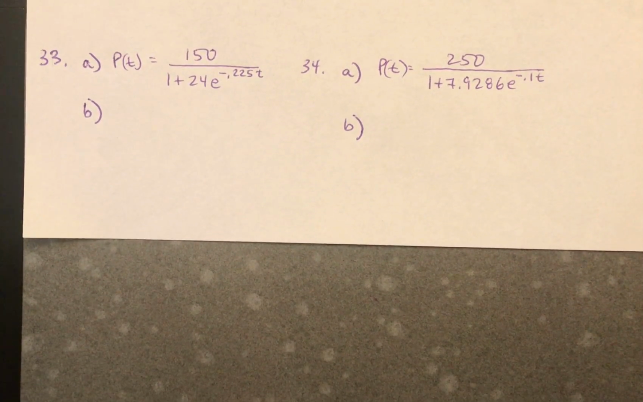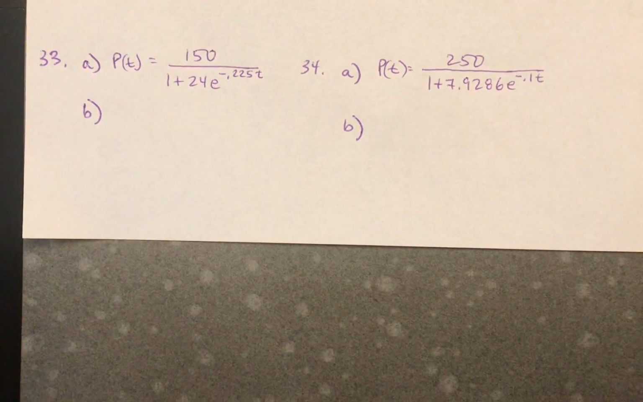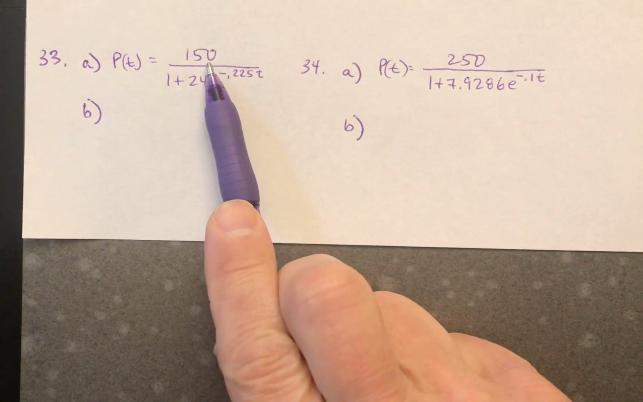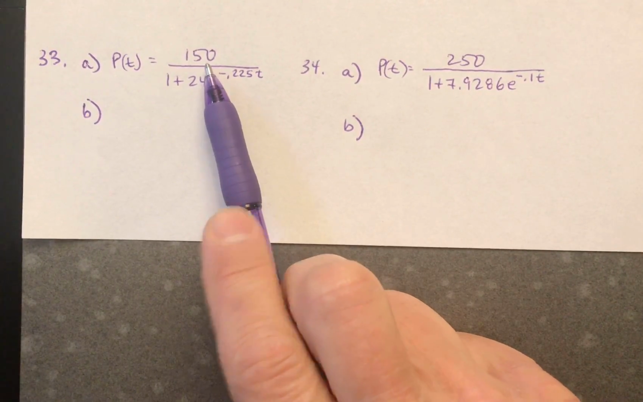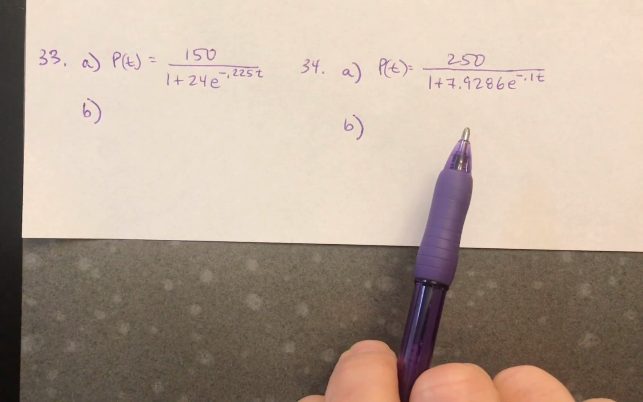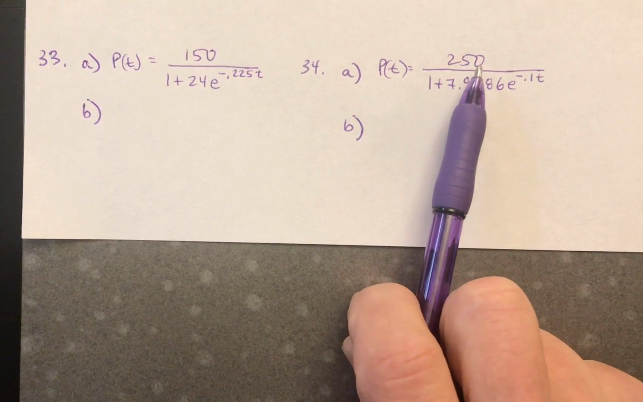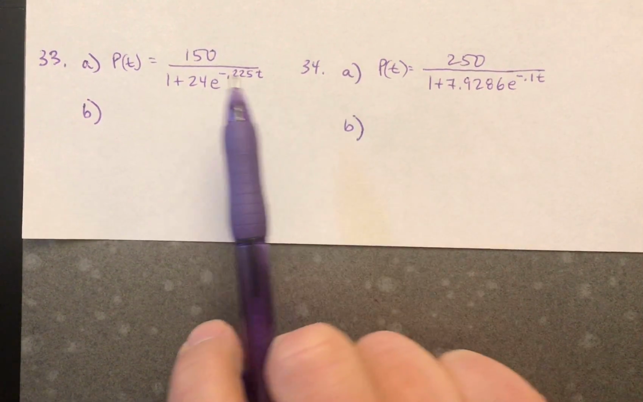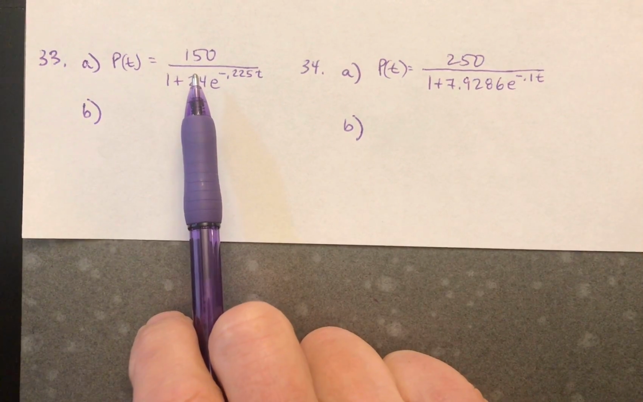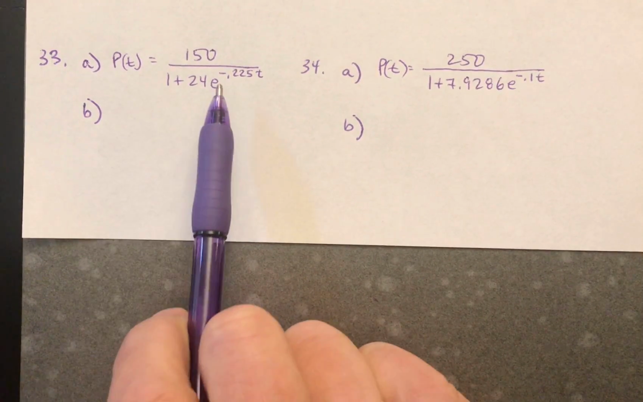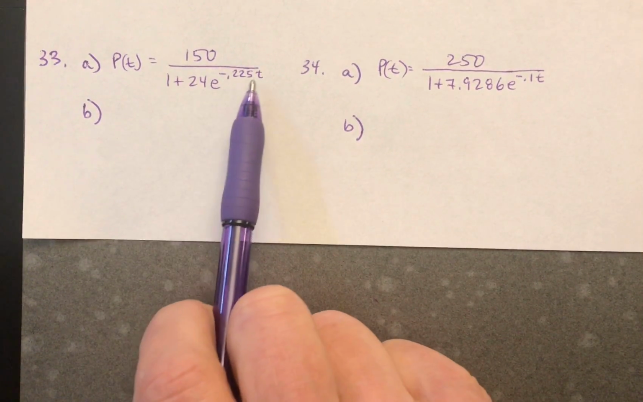Continuing on with logistic growth, in number 33 and 34, we have a guppy population in a tank, and it can support no more than 150 guppies. The other one is talking about an animal preserve that can support no more than 250 gorillas. But if we look at number 33 here, we have to come up with this equation.